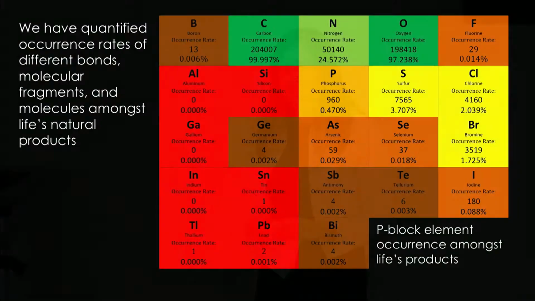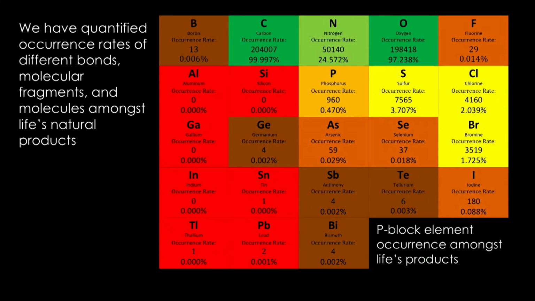Okay, so what's interesting about this was that in this database, we started to look for patterns of occurrence of different elements, bonds, and even molecular fragments and molecules. And what I'm showing here is a part of the periodic table, the P block, and if you can read it carefully, you can see the occurrence of different elements within our database. So for example, about 24% of all of these unique products made by life in our database contain nitrogen. You can see sulfur around 3%.